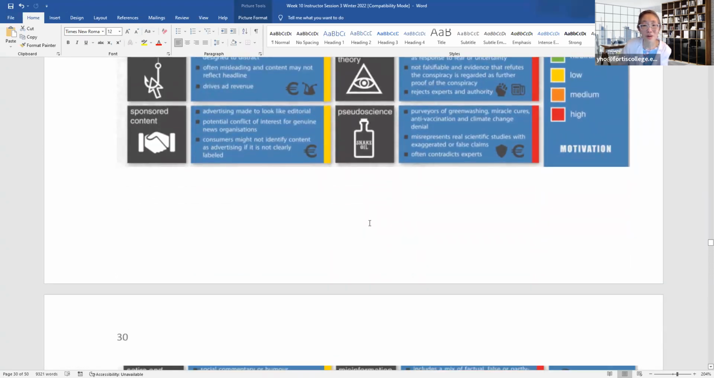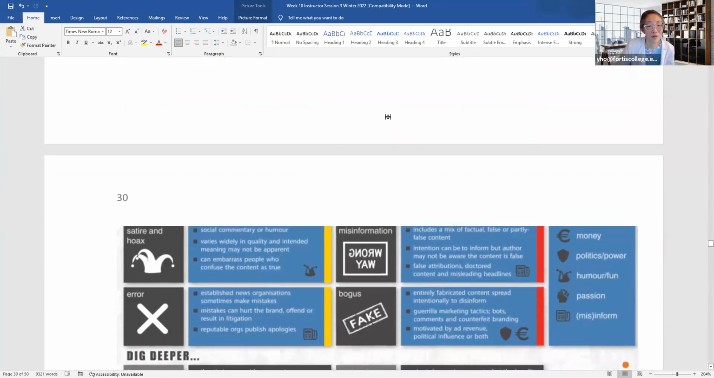Pseudoscience, in other words, miracle cures, anti-vaccination and climate change denial. That sounds a tad bit partisan. But anyway, it misrepresents real scientific studies with exaggerated or false claims. It often contradicts experts. Snake oil: back in the 19th century, they had salesmen who would sell bottles and say, okay, this is going to cure the common cold. You're going to buy this bottle and you're going to be totally well from whatever your sickness is. They were known as snake oil salesmen. They would go from house to house. And so that would be known as pseudoscience. That comes from the 18th century, way before technology.